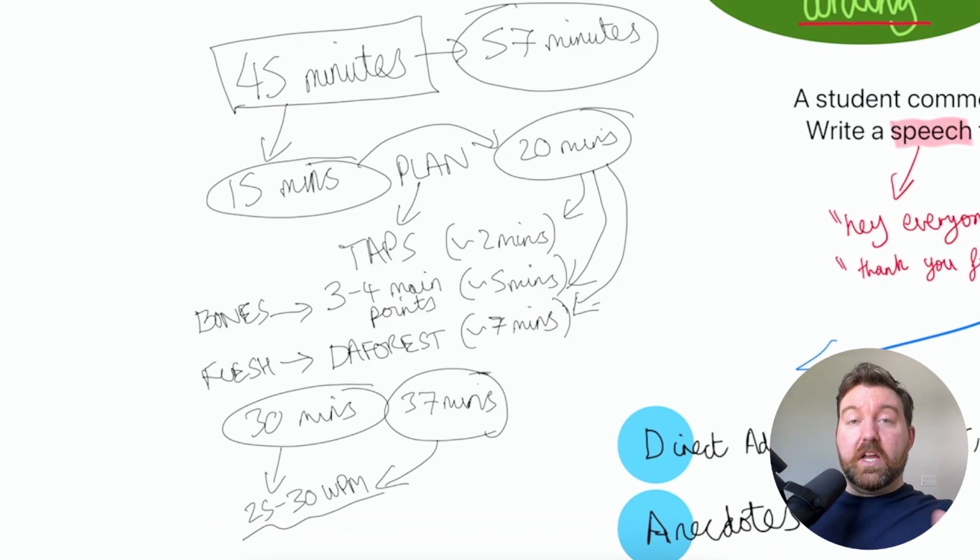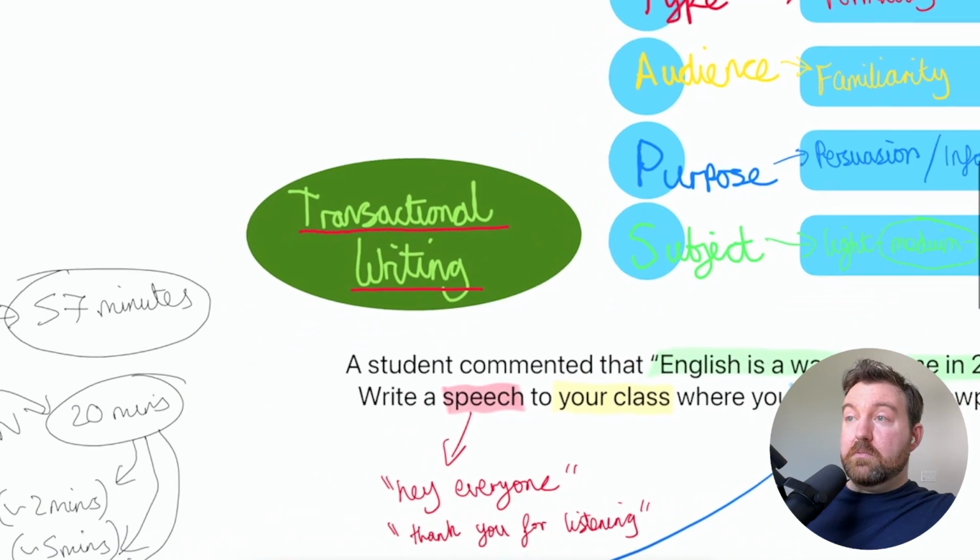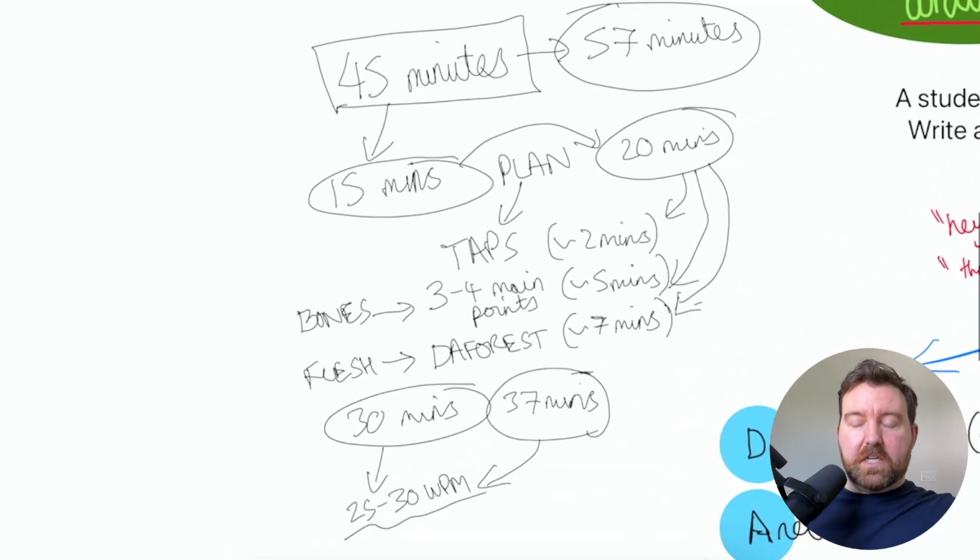If you're non-extra time, spend about 15 minutes planning. If you're extra time, you want to spend about 20 minutes planning. The way that you plan, you first of all identify the type, audience, purpose, subject, like I did at the beginning with you, the TAPS here. That's going to help you understand the formatting, formality, familiarity, the actual function of your writing, persuasion or information, and then the subject. That takes about 2 minutes.